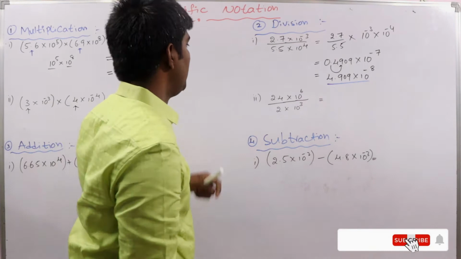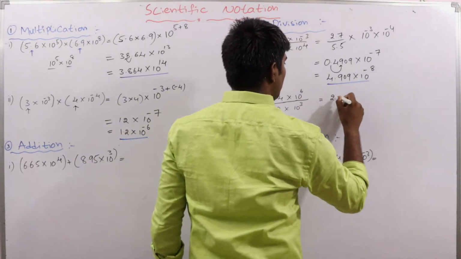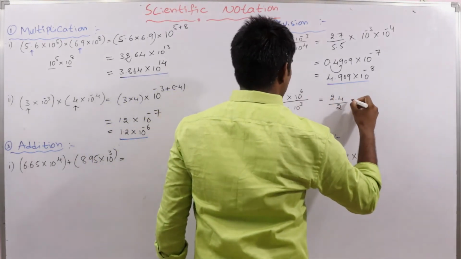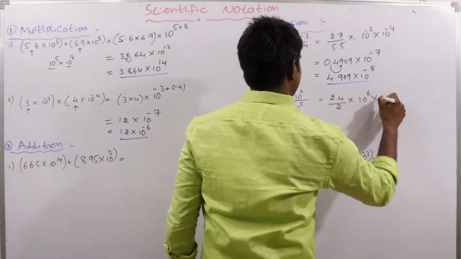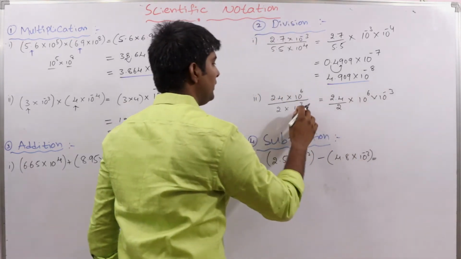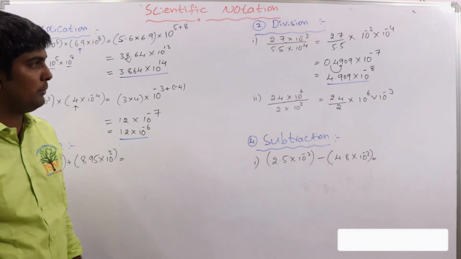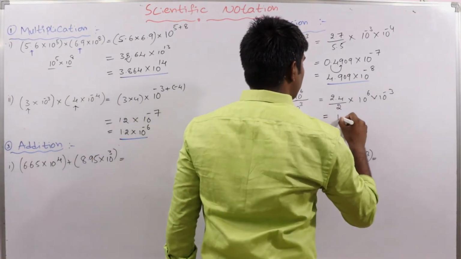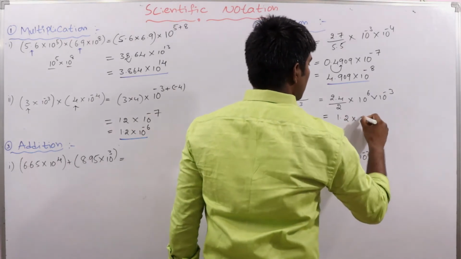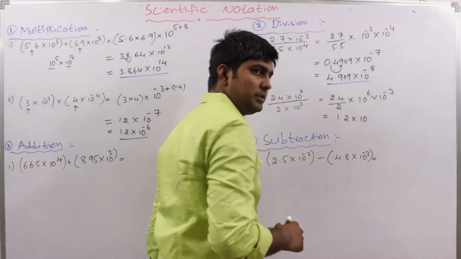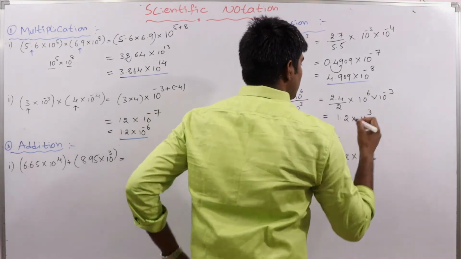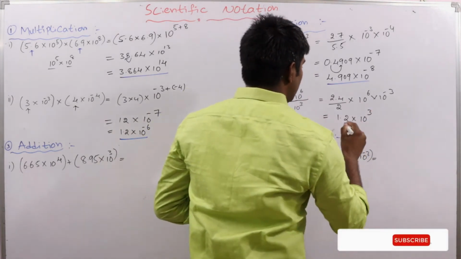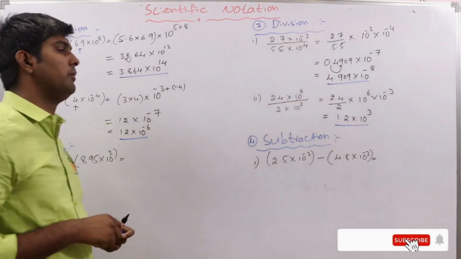Okay, next here, so this one, how can we write? 2.4 by 2 into 10 power 6 into 10 power minus 3. If it goes to the numerator, that becomes 10 power minus 3. So 2.4 by 2, that is 1.2 into 10 power 6 minus 3, how much? 10 power 3. So here this answer we already got in the scientific notation.